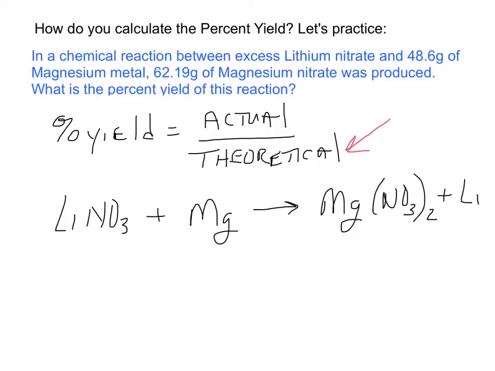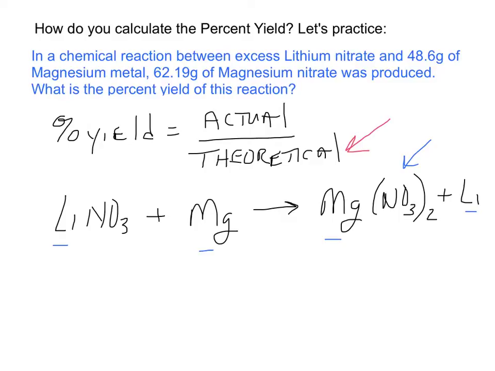Now to balance this, I would take a look and balance my metals first. Here's a metal. I've got 1 lithium, and I've got 1 lithium over here. Here's a metal, I've got 1 magnesium, I've got 1 magnesium here. So I'm okay so far. Now I go to my nonmetals. My nonmetals here are going to be my nitrate, and I have 2 of them. But over here I see I only have 1 of them.